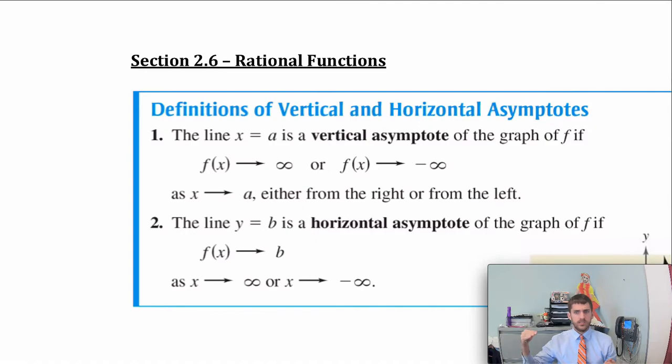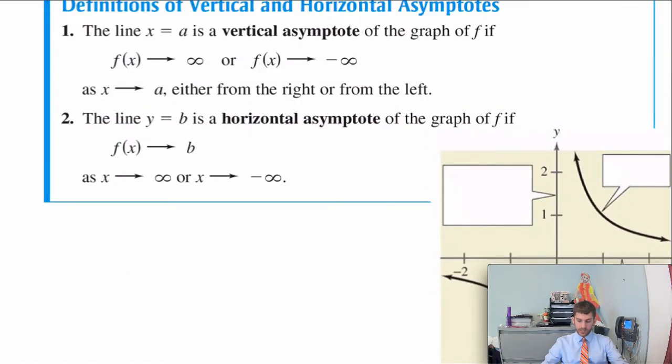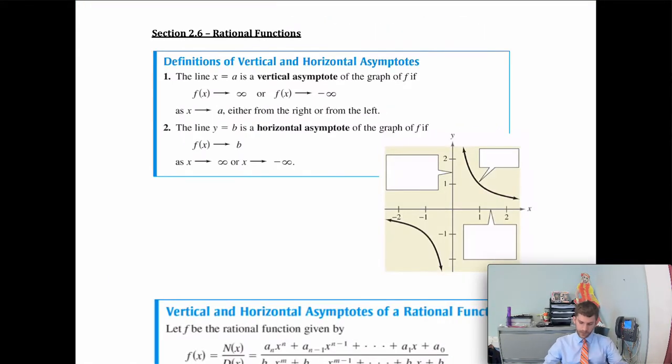That means x is approaching a from the right side, or from the left side, so both directions. The line y equals b is a horizontal asymptote if f of x approaches b, so it's getting further and further, as your x value is approaching negative infinity or positive infinity. So this is going further and further to the right or to the left, it's getting closer and closer to this horizontal line.